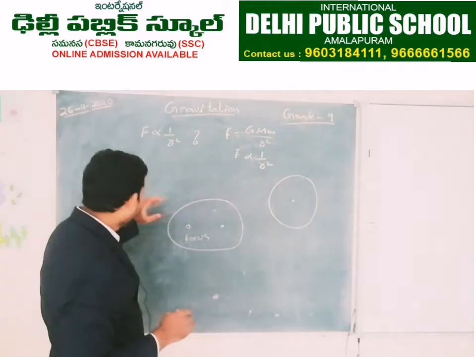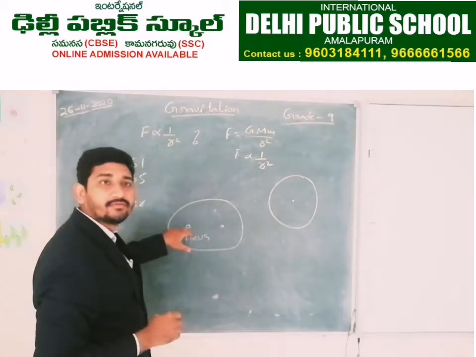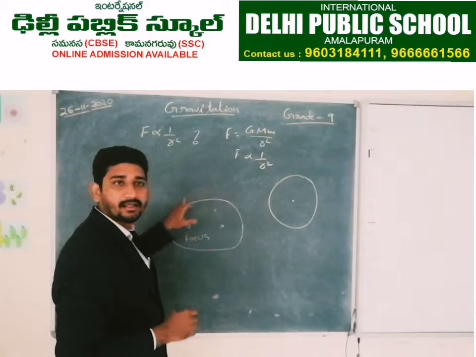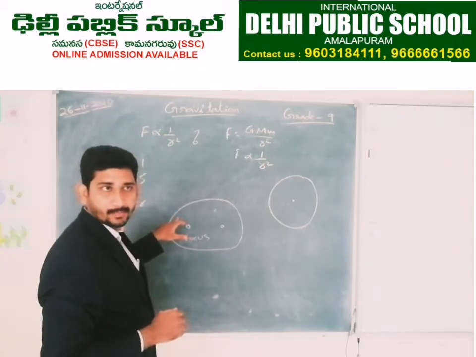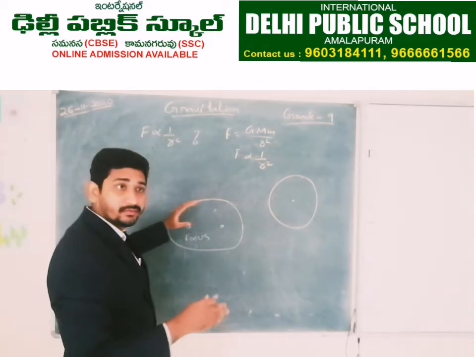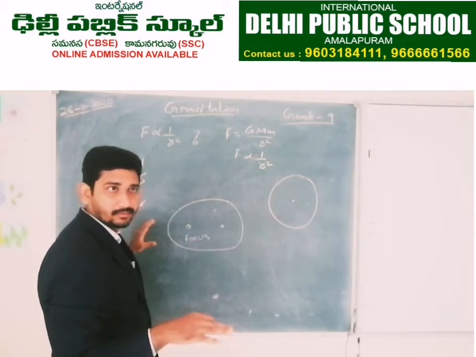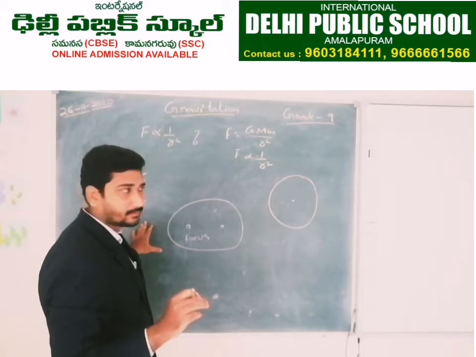And Kepler said the sun will be at the focus of this elliptical orbit. This elliptical orbit is the path of the earth which is revolving around the sun. You understand? That is the first statement.